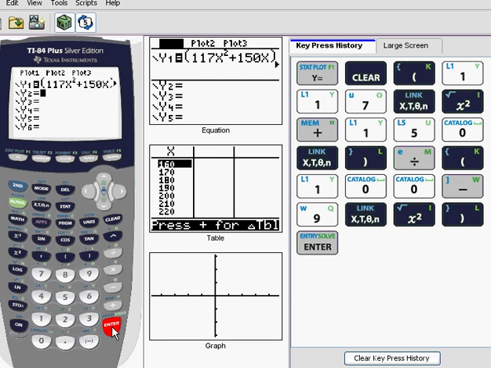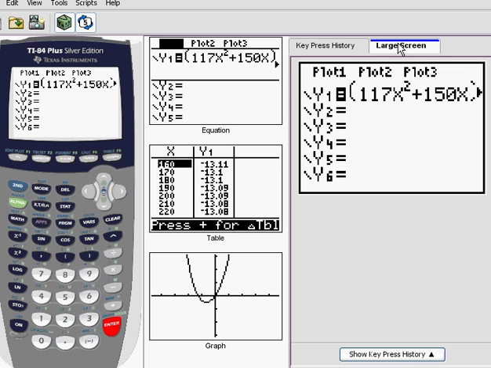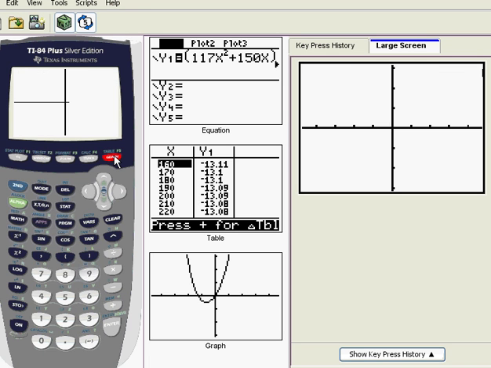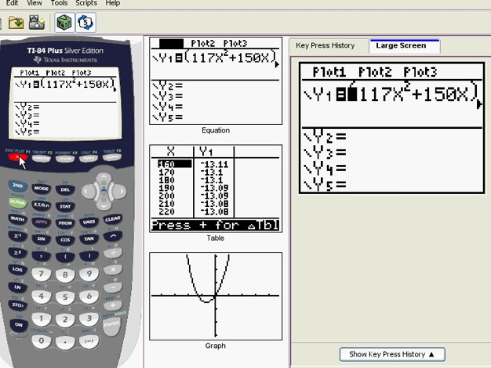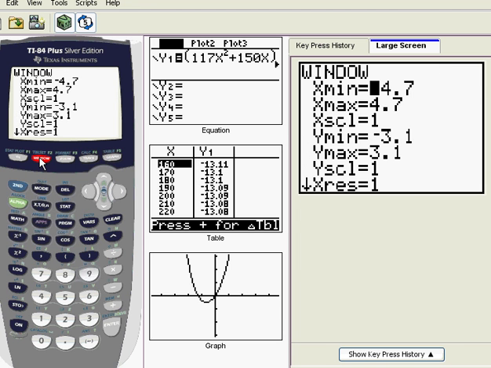Okay, so let's look at the graph, and here we go. That's what we get. Seems a little strange to me. Let me go back to y equals for a minute. All right, so 150x, 117x squared. There we go. Plus 100 minus 9x squared. Okay, so I just checked this. Let's take a look at the window.